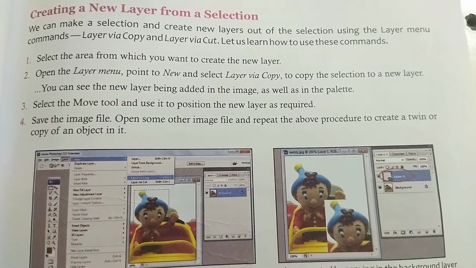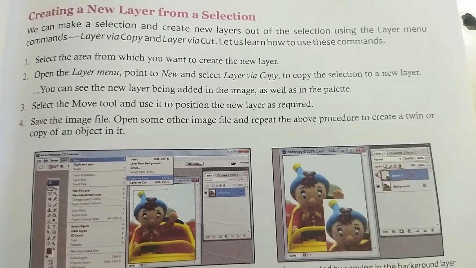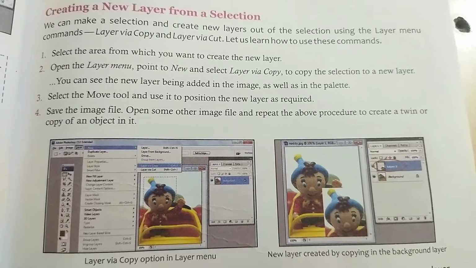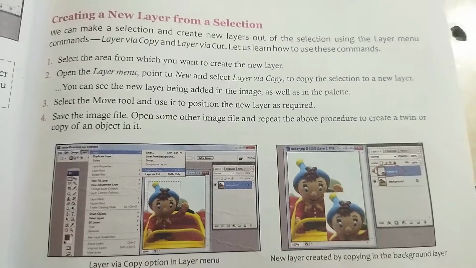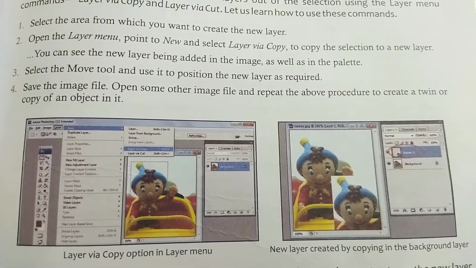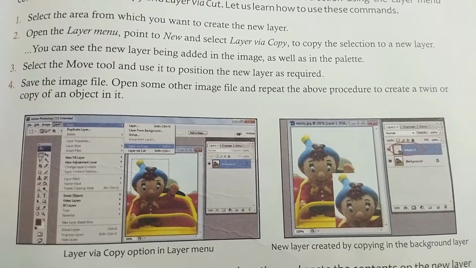Select the move tool and use it to position the new layer as required. After that, save the image file, open some other image file, and repeat the above procedure to create a twin or copy of an object in it. So first, use the layer copy option in the layer menu, then a new layer is created by copying the background layer.